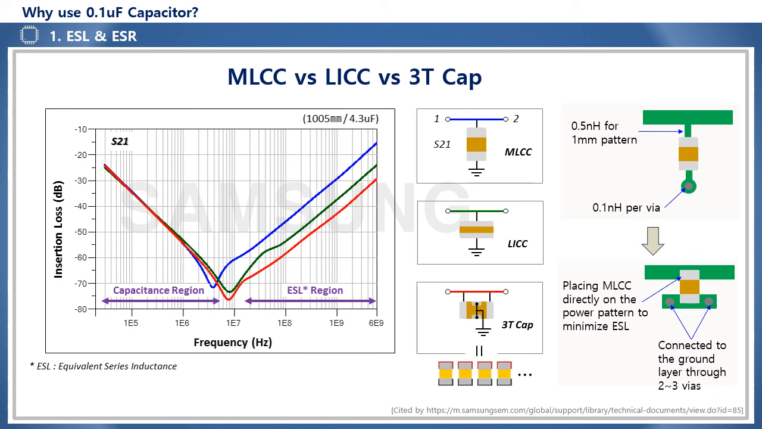Since the ESL of general MLCCs is approximately 0.5 nanohenry, which is almost the same value as the parasitic inductance caused by a 1 mm PCB pattern, the effect of parasitic inductance caused by such patterns cannot be ignored. Therefore, careful consideration is required in layout.